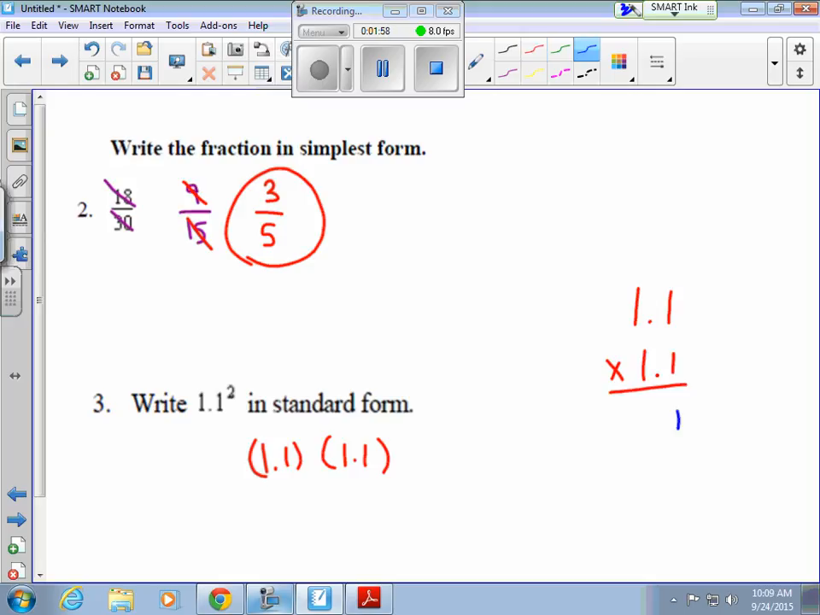1 times 1 is 1. 1 times 1 is 1. You put a placeholder here. 1 times 1 is 1. Then 1 times 1 is 1 again. So 1, 2, and 1. And there are 2 decimal spots, 1, 2. So it's actually 1.21.